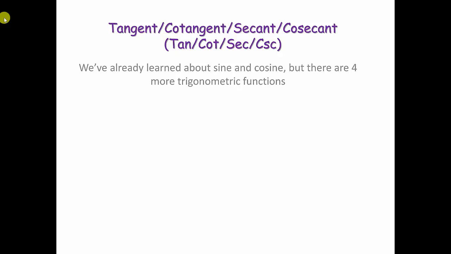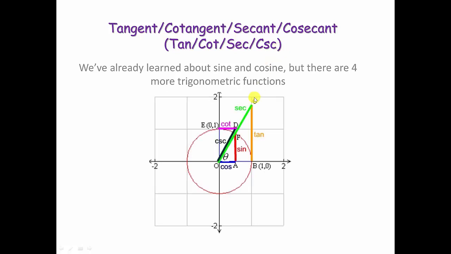There are 4 more trigonometric functions that we need to learn about: tangent, cotangent, secant, and cosecant. And these are their shorthand notations when we're actually playing with them mathematically. Now there's a picture that goes along with all these.